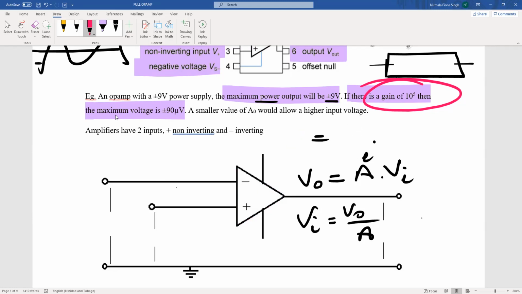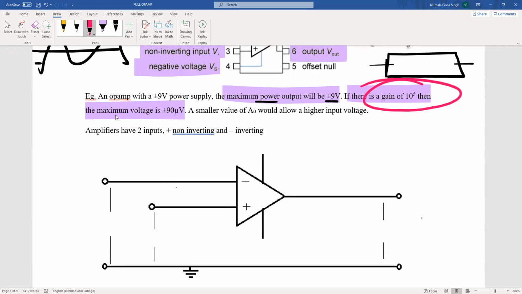All right, so continue reading. So this is how you're able to determine the maximum voltage you can put into your amplifier. Just look at how much power you're running and look at what your gain is supposed to be, and you can work out how much power you can put into your circuit. So amplifiers, continue reading. Amplifiers have two inputs.